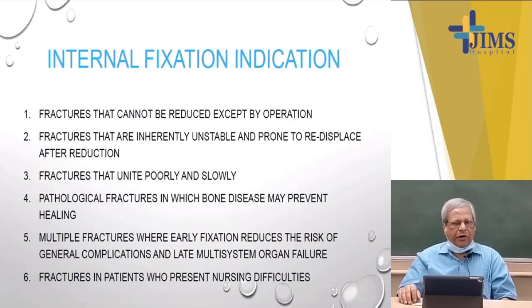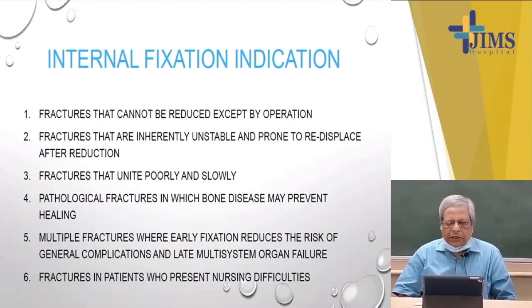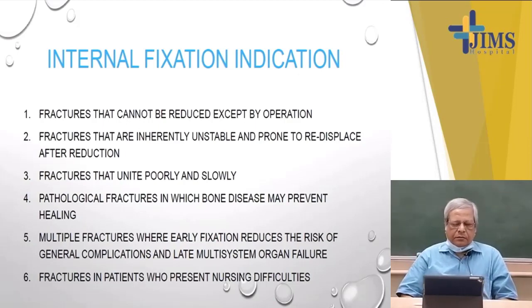Suppose a fracture of the scaphoid, or a fracture involving the distal articular surface of the humerus. Those fractures go straight for open reduction internal fixation. That is, these are fractures that are inherently unstable and prone to redisplace after reduction.